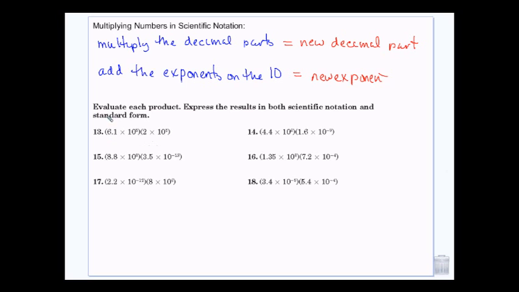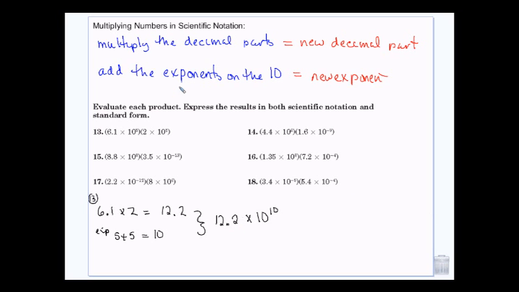example like number 13, I have 6.1 times 10 to the 5th times 2 times 10 to the 5th. So I'm going to do 6.1 times 2, which is going to give me 12.2. And then I'm going to add the exponents. So 5 plus 5 is going to give me 10. So what this gives me is 12.2 times 10 to the 10th. Now, this is not correct. It's almost correct.